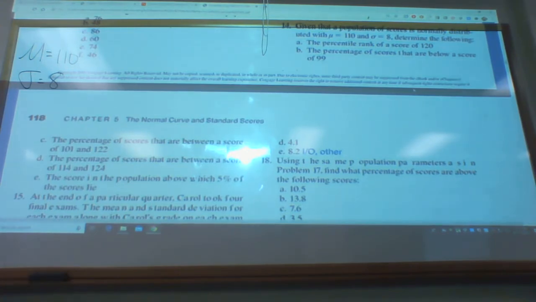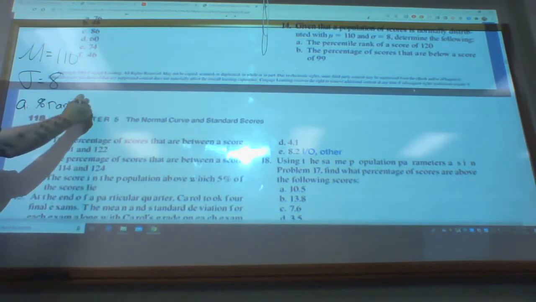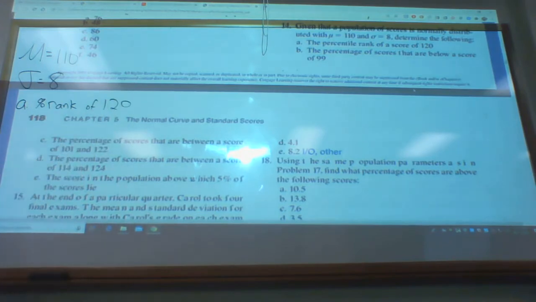What is that asking you? If the mean is 110, is 120 above the mean? Yeah, 120 is over 110. That's above the mean. But what does percentile rank mean? If I said, what's your percentile rank on a standardized test, what am I actually asking? What percent of people scored worse than you did?